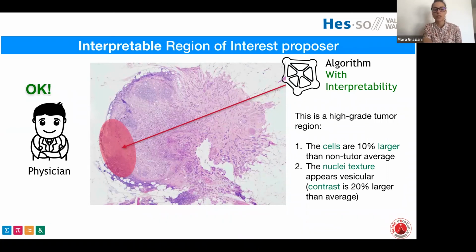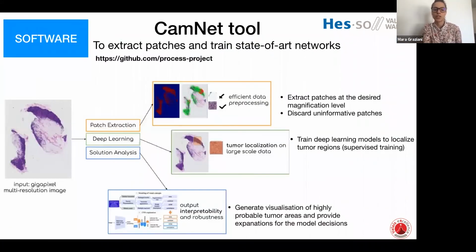And to do so, we tried to answer questions such as why is the algorithm focusing on some regions rather than others, for example. So we developed an algorithm with interpretability that would highlight a high-grade tumor region and say this is highlighted as high grade because the cells are larger than the non-tumor average and because the nuclei texture appears vesicular, for example, because it's high in contrast when you compare it to the average.